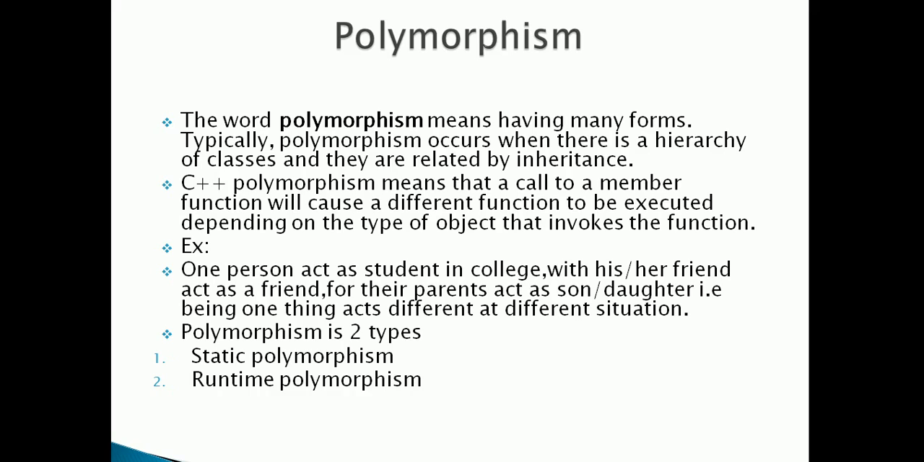Similarly, in programming also, one function acts as an addition for two numbers, or for three numbers, or for four numbers. According to the functionality, it will perform the action, and that is called polymorphism. Now here polymorphism is of two types. One is static polymorphism, the other is runtime polymorphism.